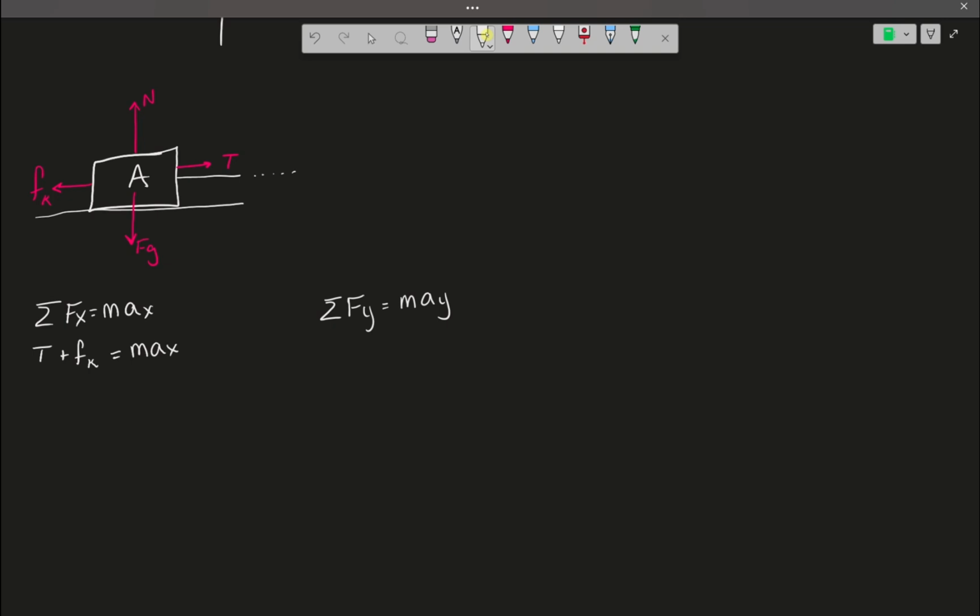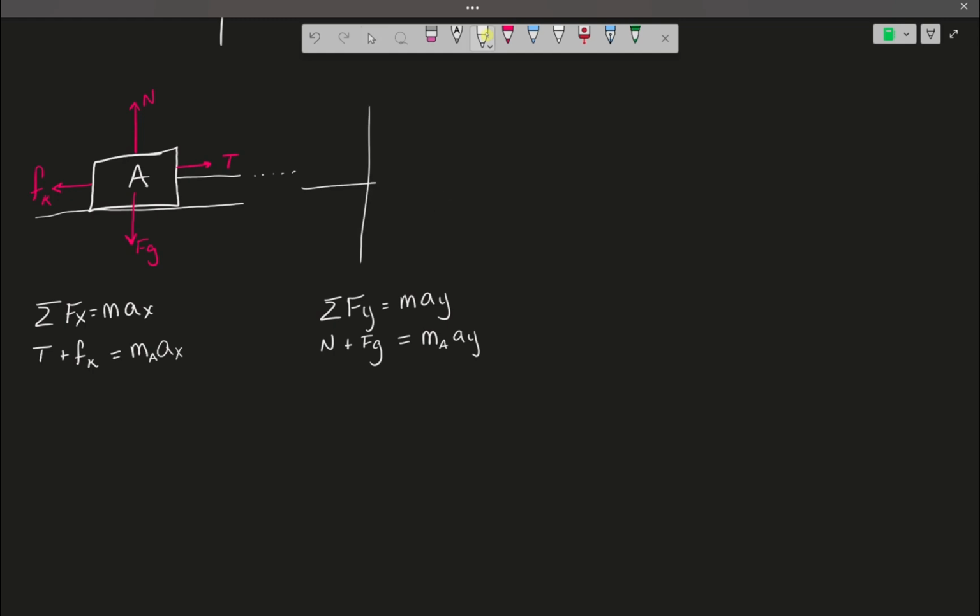So in the y direction, I have my normal force and I have the force of gravity, and this will be equal to mass times acceleration in the y direction. I should actually go ahead and put the subscript A here. Although I know that I'm only looking at block A right now, this might be important later. So the next thing I'm going to do is consider the directionality here.